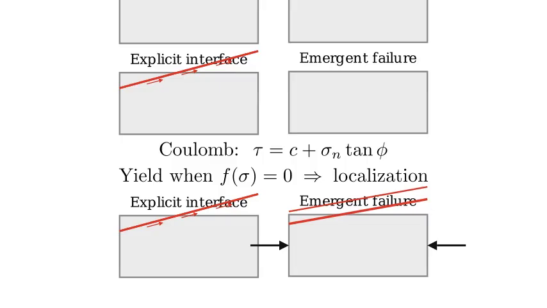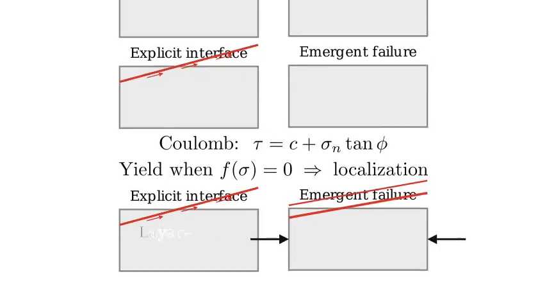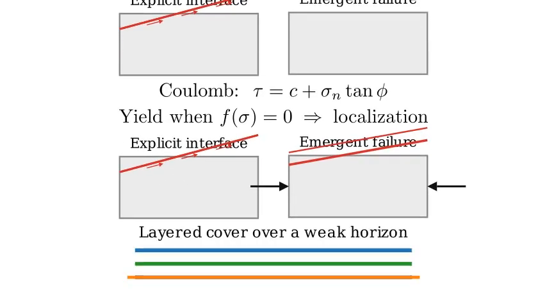Next, folds. In layered rocks under compression, stiff layers prefer to buckle. We will draw 3 layers above a weak detachment. Apply compression. The layers bow into gentle anticlines and synclines. Wavelength depends on layer thickness and stiffness contrast, as classic buckle theory predicts.